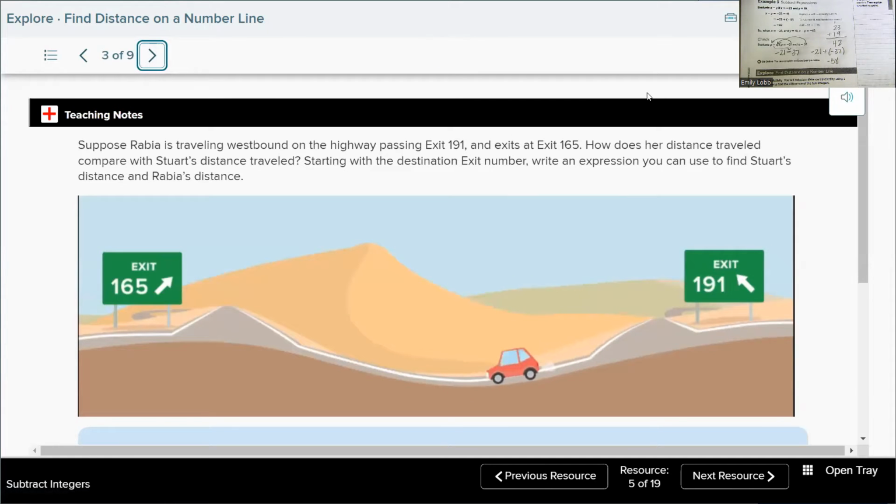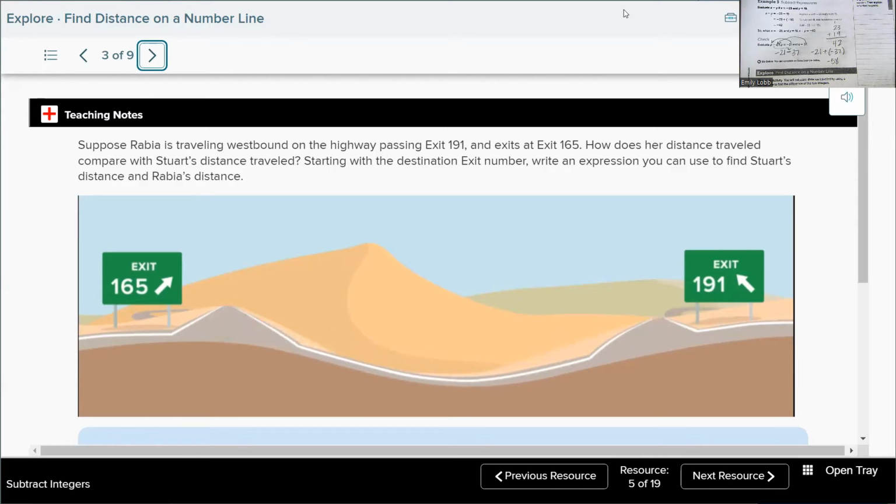So suppose Rabia is traveling westbound on the highway, passing exit 191 and exit 165. How does her distance traveled compare to Stuart's distance traveled? Well, what's the difference? Are they still traveling the same distance? Yes. What is different about the two, though? One's going one way and one's going the other way. So one's going west and one's going east.